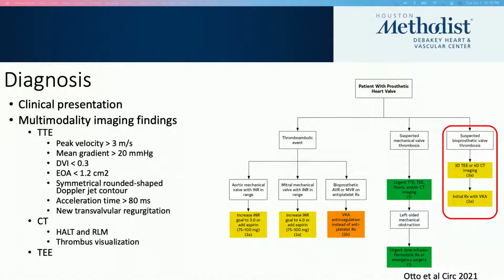CT imaging is very helpful to diagnose HALT and reduced leaflet motion, and also can assess for thrombus formation and visualization. TEE is also very helpful in assessing especially the mitral valve, but can also be helpful in assessment of the aortic valve, especially looking for aortic regurgitation. In the setting of subclinical valvular thrombosis, it's a 2A recommendation by the new AHA guidelines to assess with a 3D TEE or proceed with a 4D CT imaging.